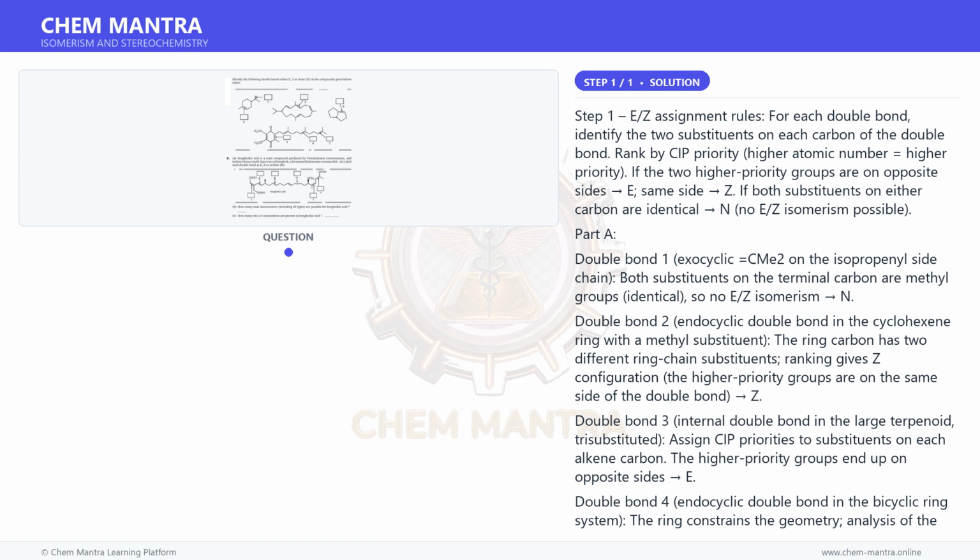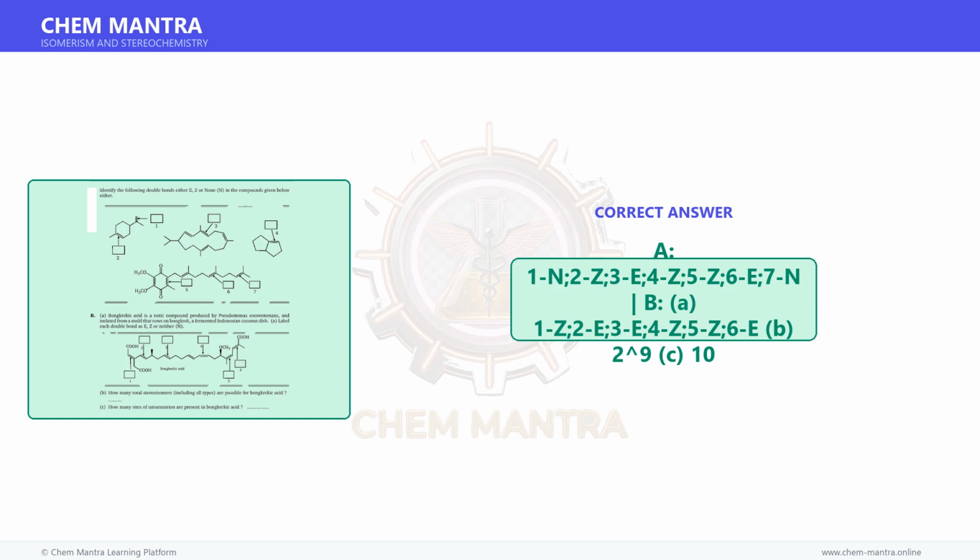6 C=C double bonds plus 2 C=O of 2 CHO groups times 2, totaling 10. Therefore, the correct answer is A: 1-N, 2-Z, 3-E, 4-Z, 5-Z, 6-E, 7-N; B: A, 1-Z, 2-E, 3-E, 4-Z, 5-Z, 6-E; B, 2, 9; C, 10. The correct answer is shown on screen.